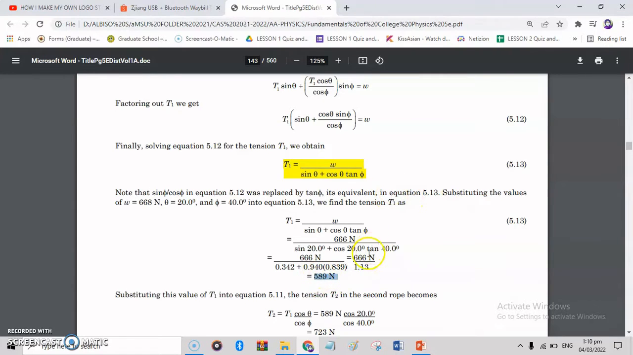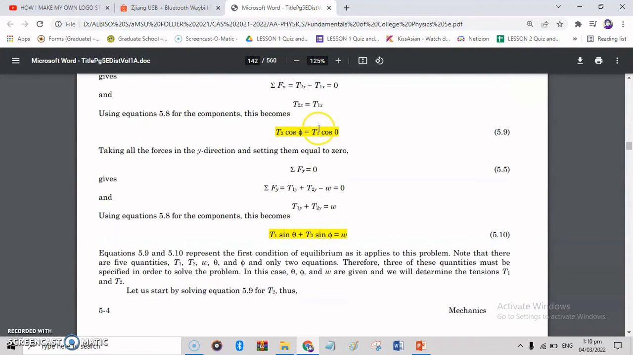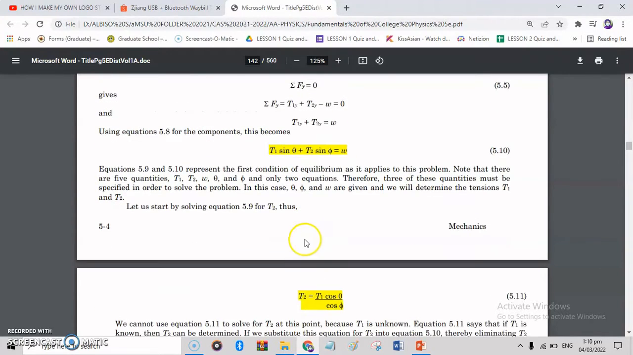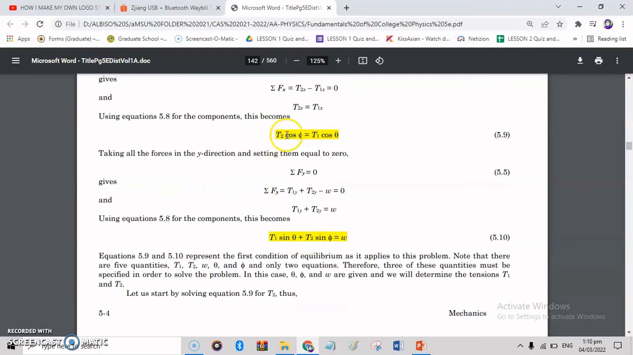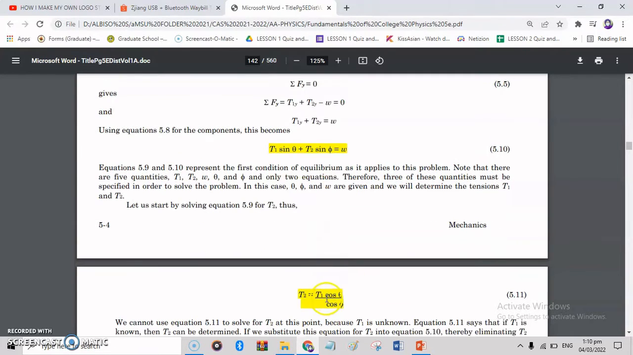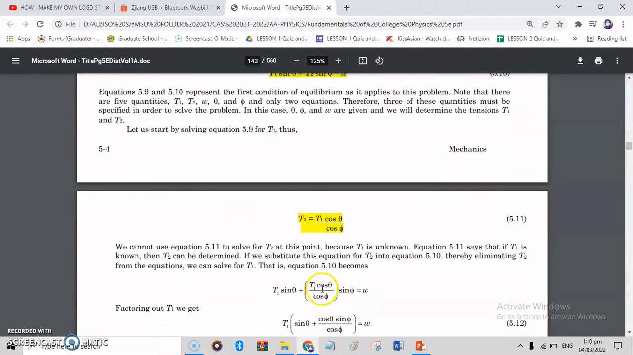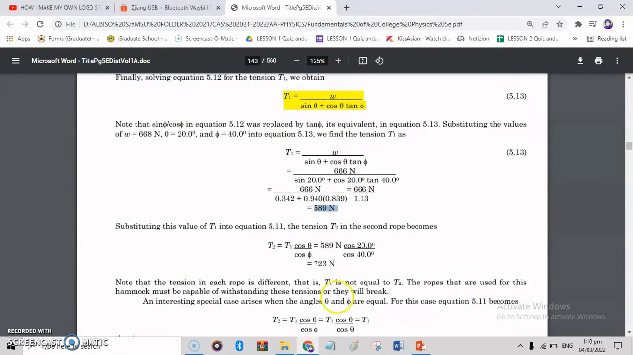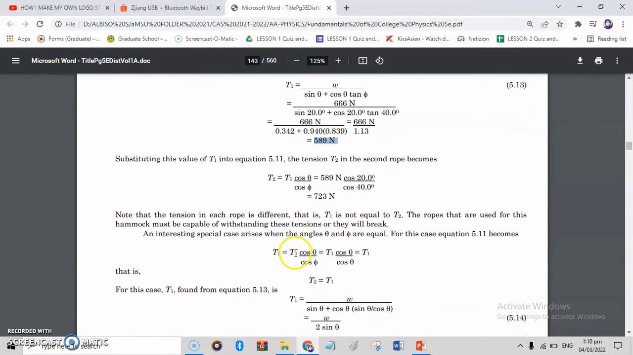Saan mo siya pwedeng input? Again, pwede mo siyang input dito, pero pwede mo na siyang input dito na equation, okay? Or dito na equation. Pero doon ka na mag-input sa ginawa mong ganito. So, input mo na siya dito, T1 na value, then cosine theta over cosine phi. You will get the value for the tension 2. Okay, ito na siya, oh.